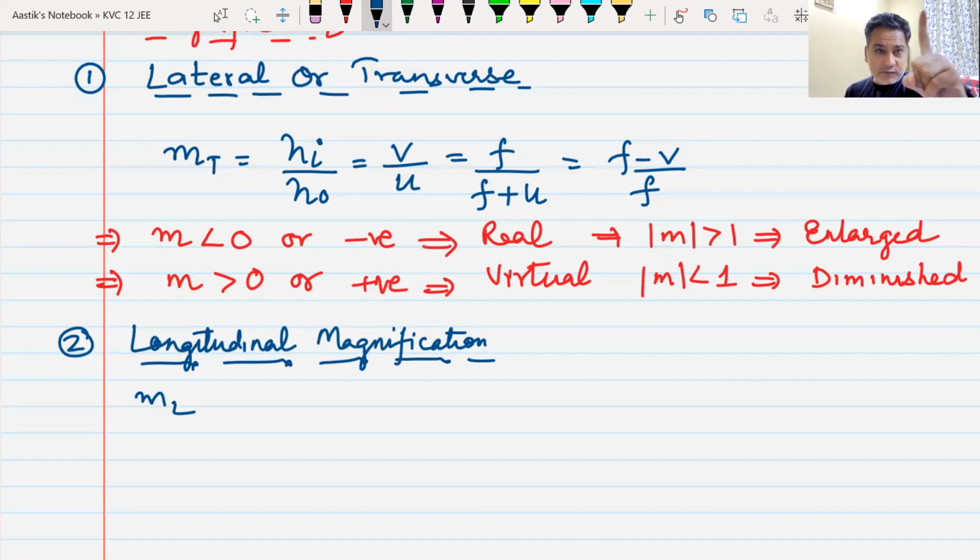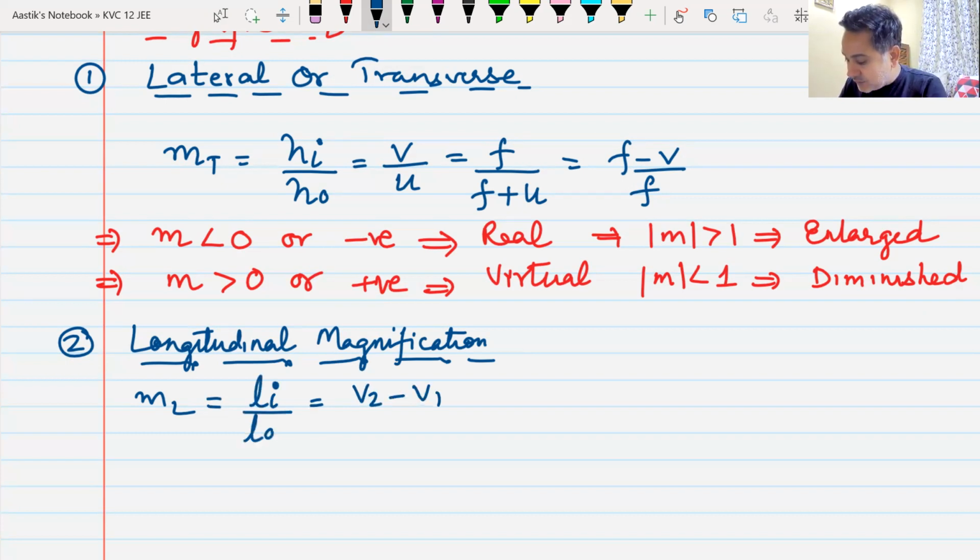Now the object, instead of placing it erect, I will place it along the principal axis. So how do I find the magnification? Length of the image Li divided by Lo. So I can write it as V2 minus V1 divided by U2 minus U1: distance of the end points of the image minus distance of the end points of the object. Remember this?